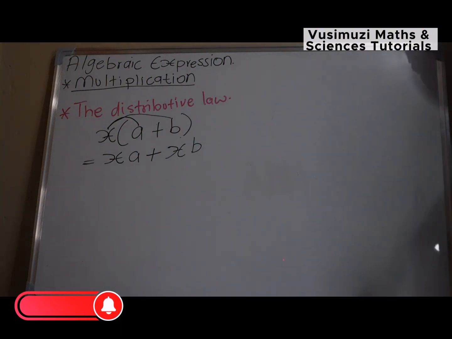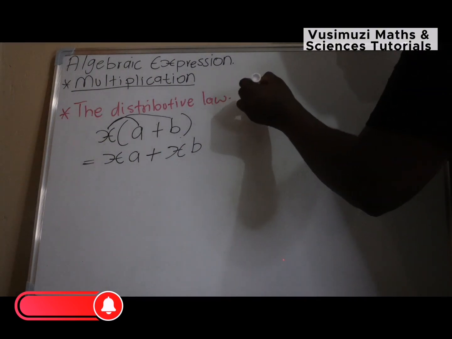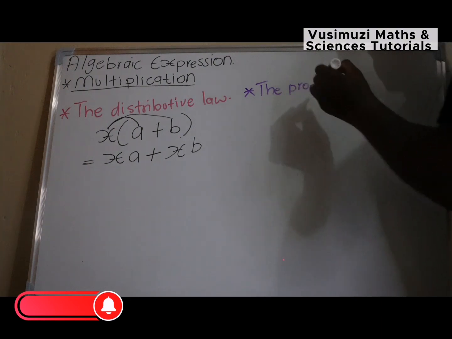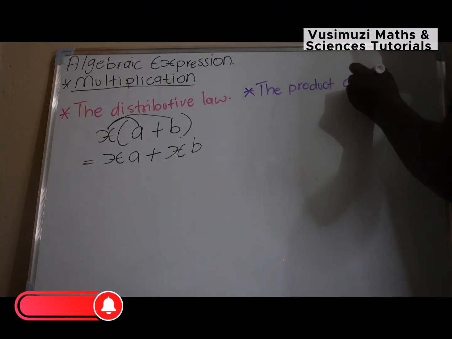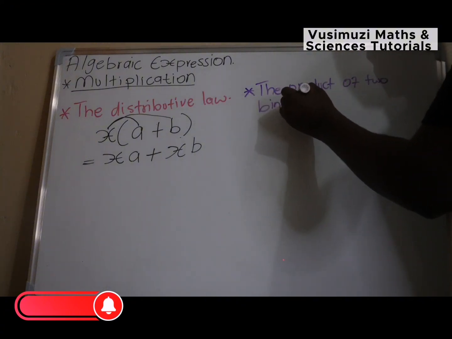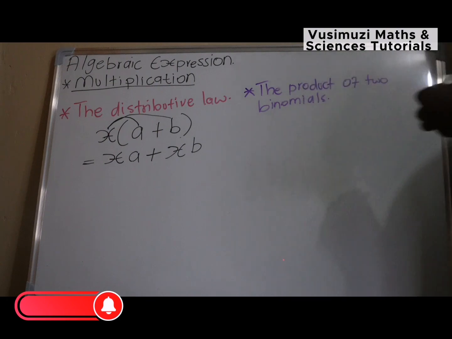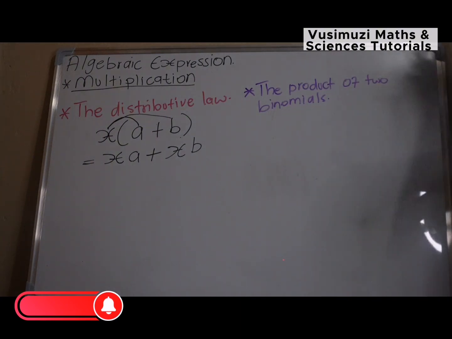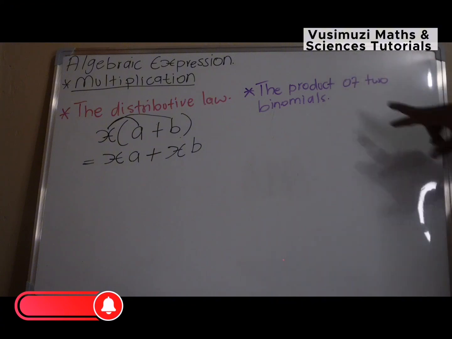Then the second principle that we want to talk about is the product of two binomials. You said that the term product means brackets, multiplication of brackets, something to that effect. Now, product of two. What are binomials?